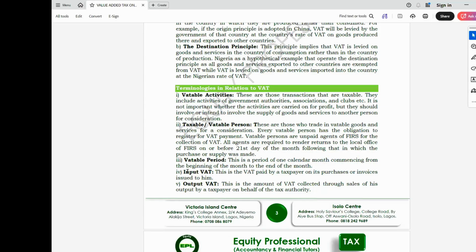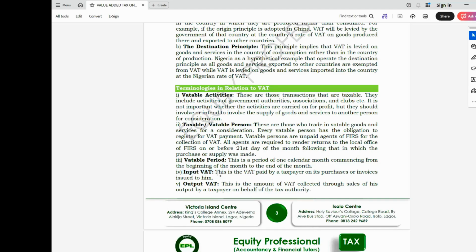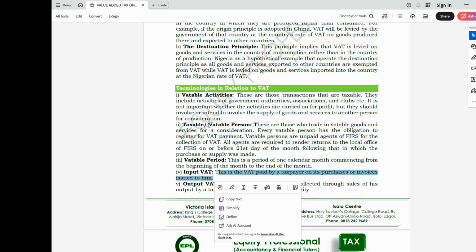Then we also have what is called input VAT. Input VAT is the VAT that you suffered on the items that you purchase for your sale, on the items that you purchase from your vendor. Those items that you are a vatable person.